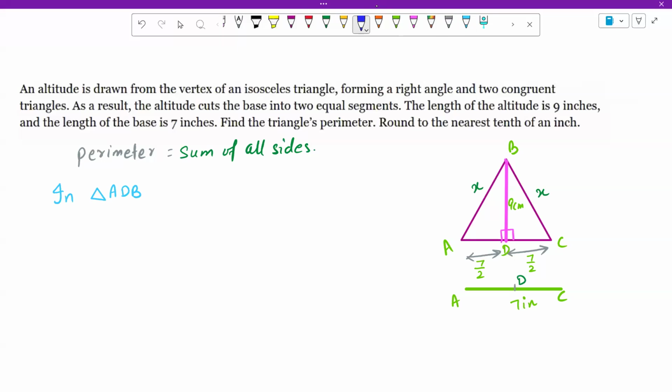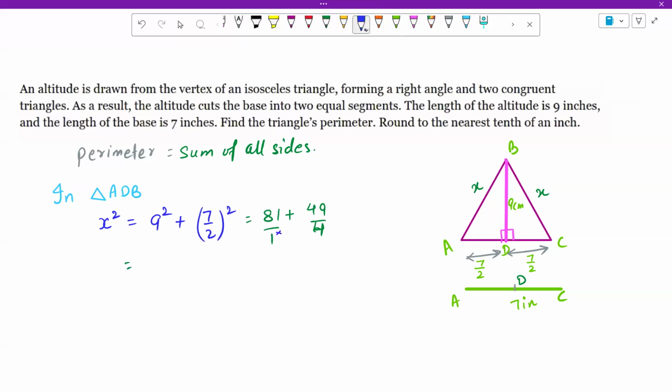H squared equals B squared plus P squared. Very good. Because it is a right angle triangle, we can apply the Pythagorean theorem, which says hypotenuse square, which is x square, is equal to 9 square plus 3.5 square. Okay. So we got 81 plus 49 over 4.